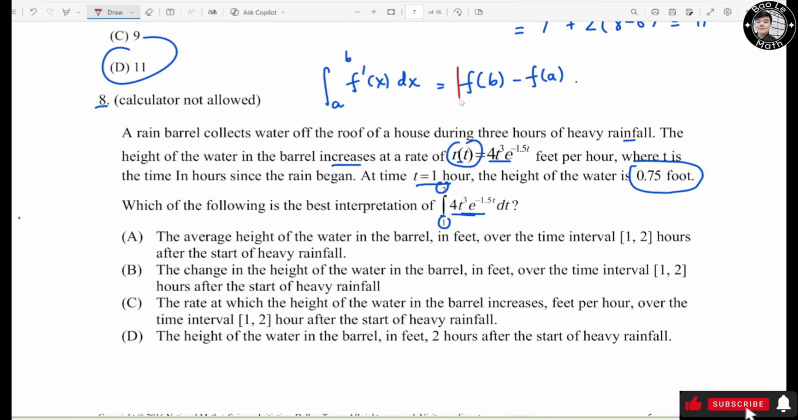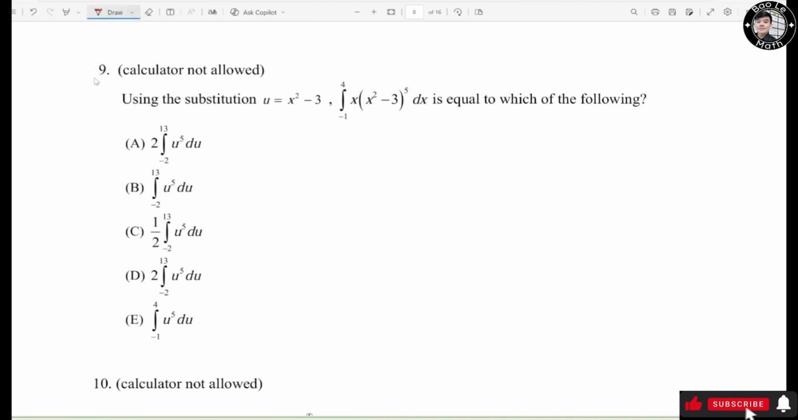The right hand side should be the change, right? So the change in height, right? So we look at the answer choice right here. Only B is correct, the change in height of the water in the barrel. Now let's move on to question 9.